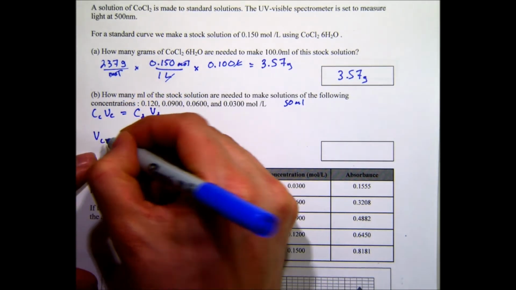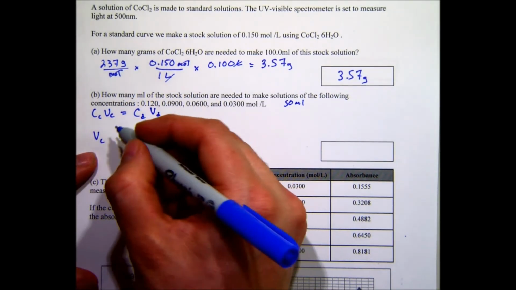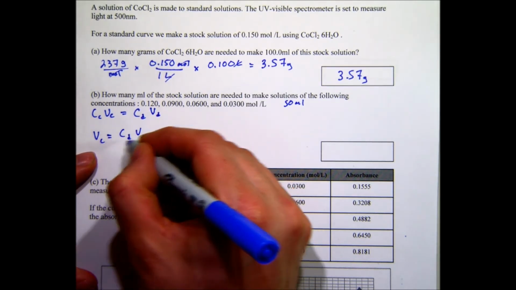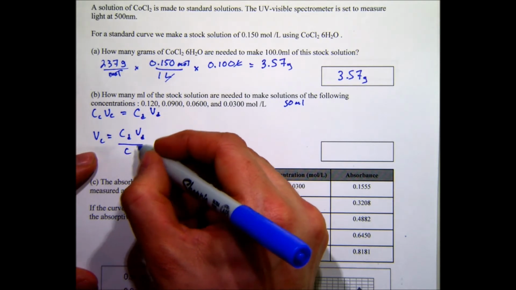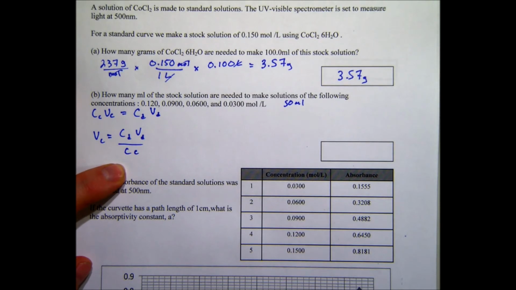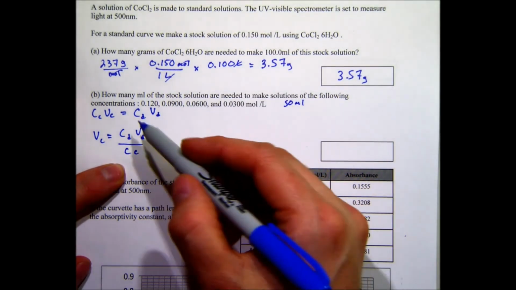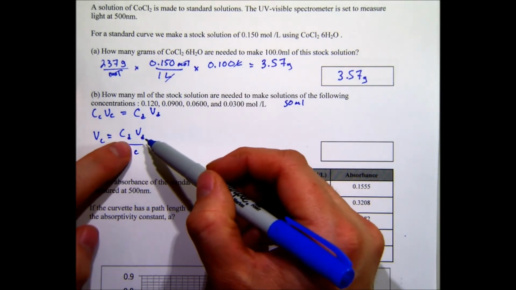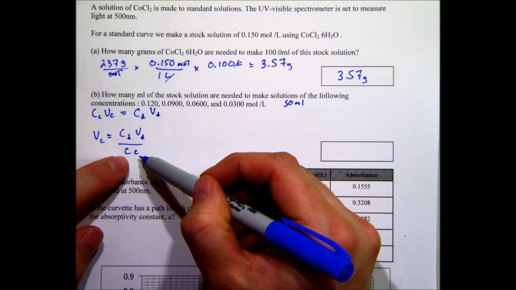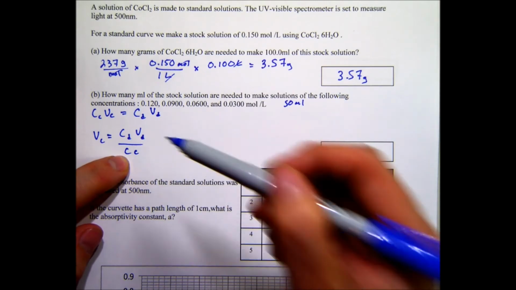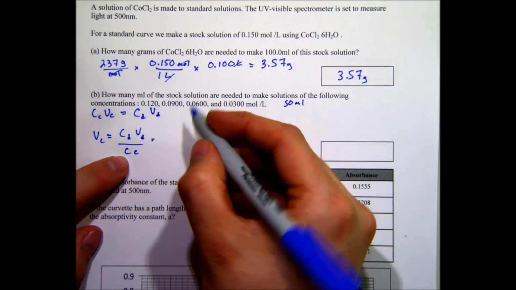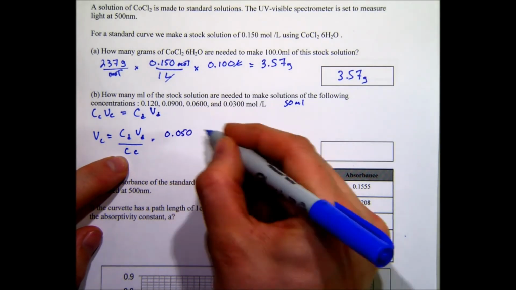So if I want to figure out what the volume of concentrated I need to put into these volumetric flasks, I simply write the volume of the concentrated is equal to the product of the concentration and volume of the diluted substance divided by the concentration of the concentrated solution. So I'm going to plug my values in for my first one, my 0.12. I want to make 50 milliliters up.